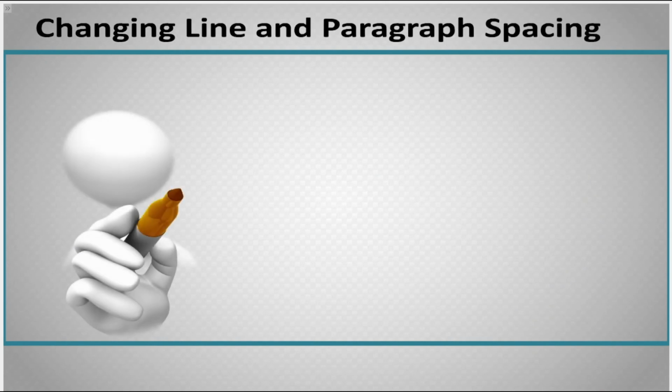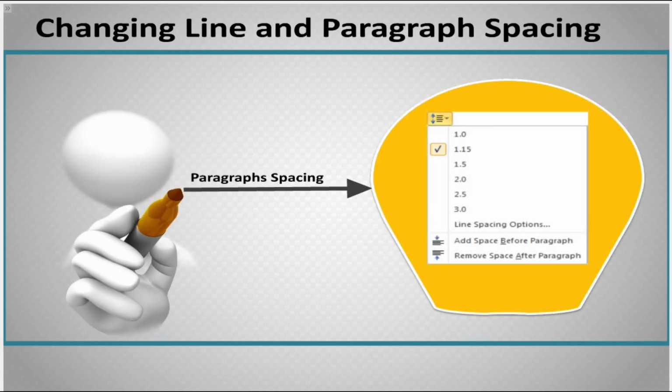Changing line and paragraph spacing. Line spacing determines the amount of space between the lines of text in a paragraph. Paragraph spacing determines the amount of space above or below a paragraph. In Word 2010, the default spacing is 1.15 line spacing and 10 points after each paragraph.